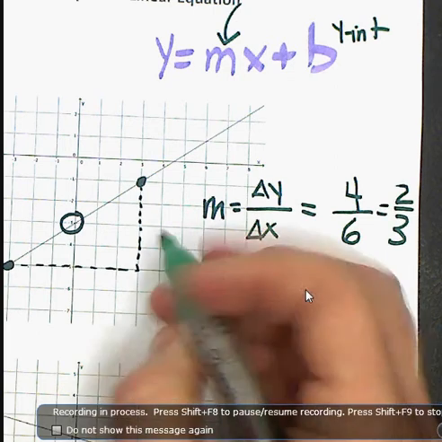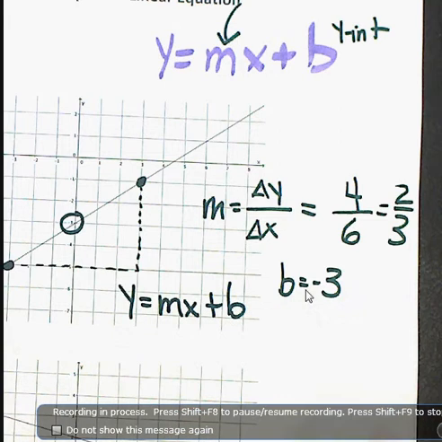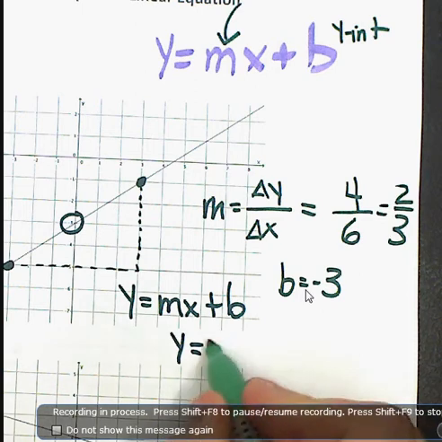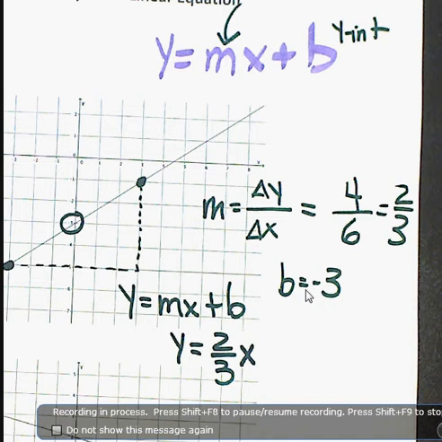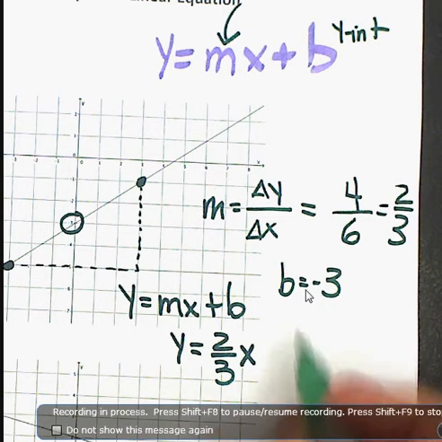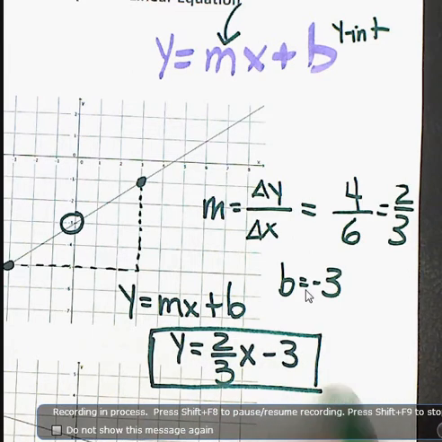Yeah. Remember, here's the form: y equals mx plus b. Let's go ahead and write in what we know. Y equals, what's my slope? 2/3 x, and what's my b? Minus 3. There it is. You just wrote the equation of a line by just looking at it, for the most part, and calculating the different pieces to it. All right?